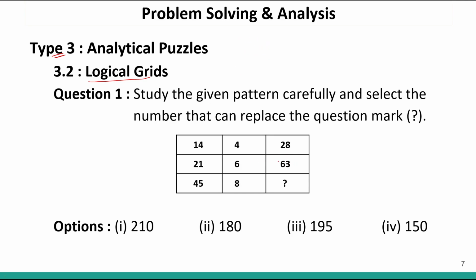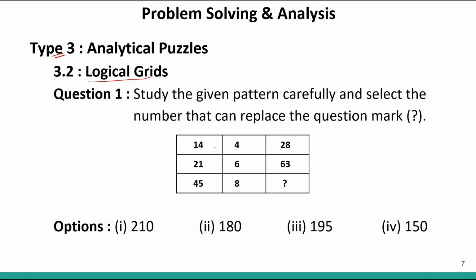Over here, just by looking at the question, I can see that this is the bigger number. If I look, this is a small number, and then a bigger number. Small, small, big. So maybe certain operations are being done on these two numbers to get this number. Let us see if we can find our logic.